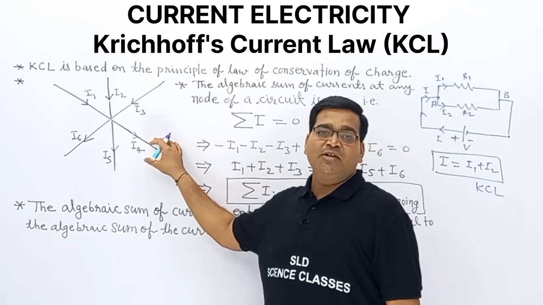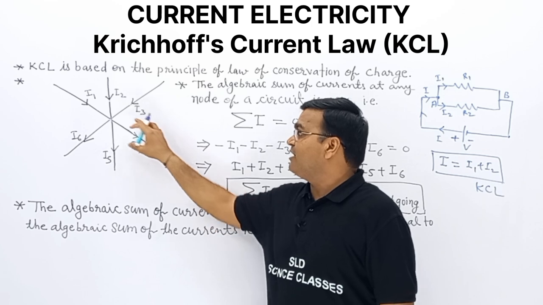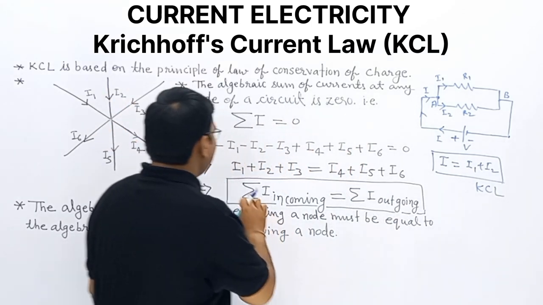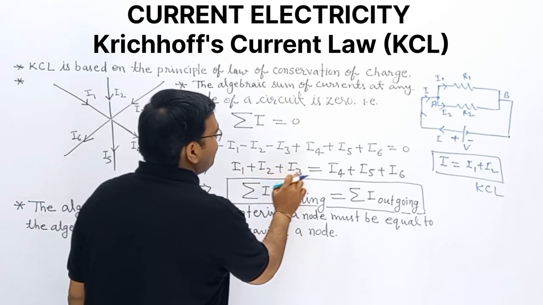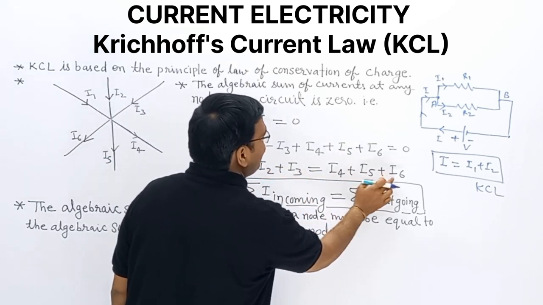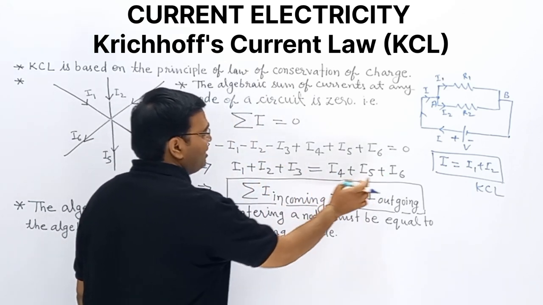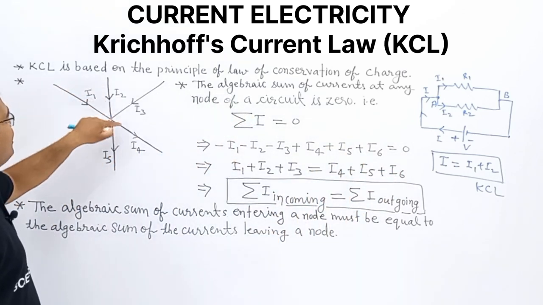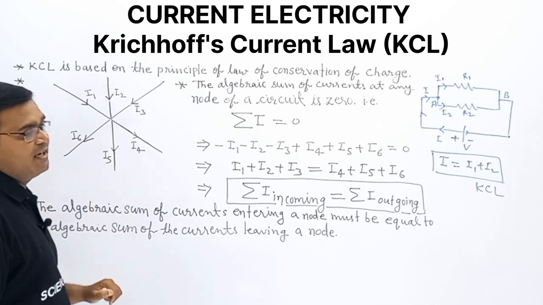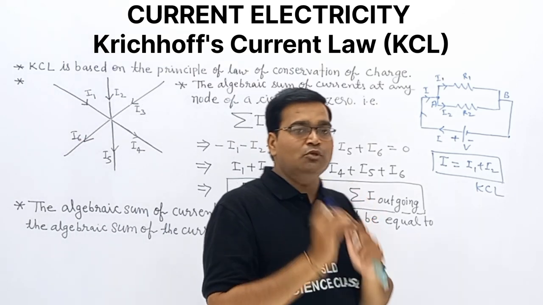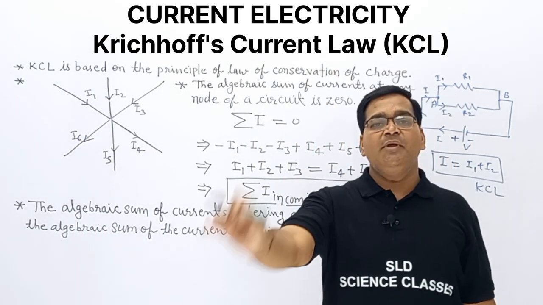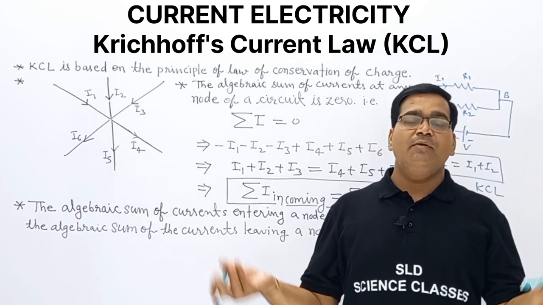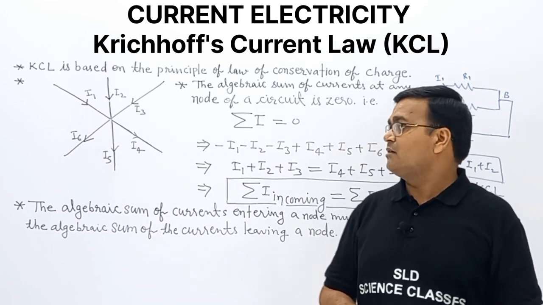Now the law: KCL says that at the node, incoming current must be equal to outgoing current. Like I1 plus I2 plus I3 equals I4 plus I5 plus I6. These three are incoming currents, and these three are outgoing currents. So the first thing to know is that at the node, incoming current must be equal to outgoing current. Then we can solve and find the required result.